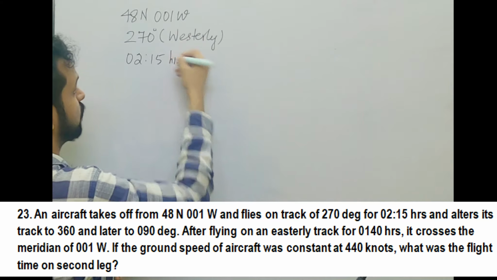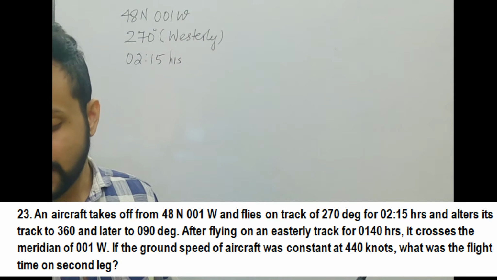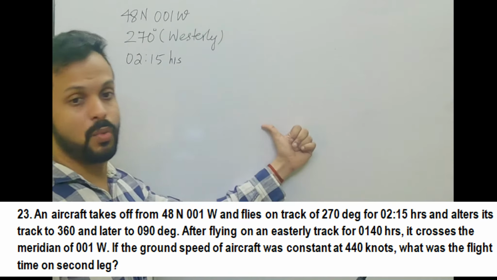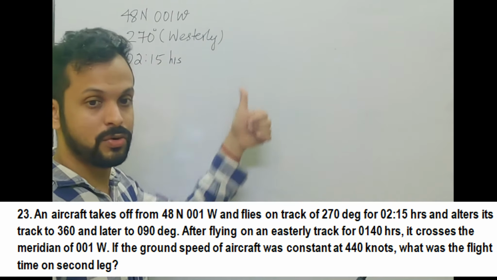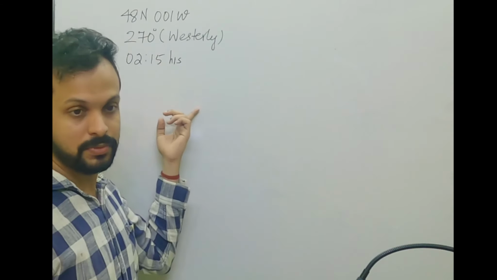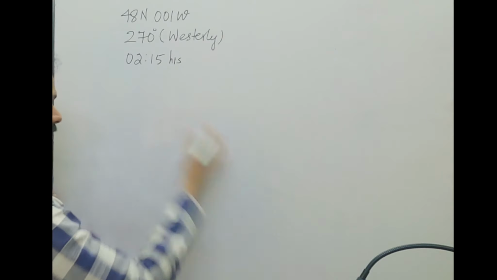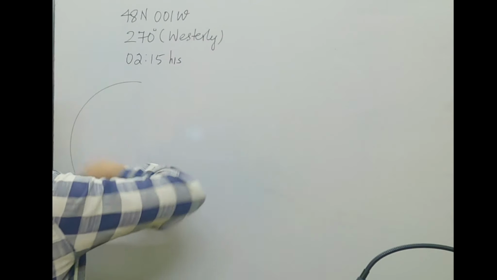You can write this as 0 to 15 hours, but it's 2 hours and 15 minutes. And then what happens? It alters its track to 360 after that. So basically you can see I'm somewhere here, I'm traveling to the west first, and then I'm traveling north. When you draw, make sure you have space for a westerly travel and for a northerly travel. Right? So let's see that again. Let's draw these.